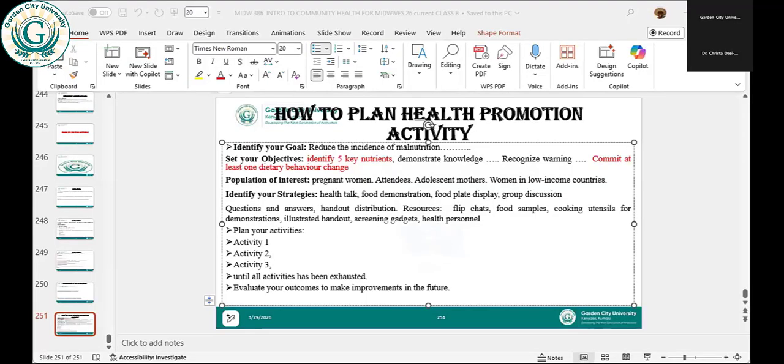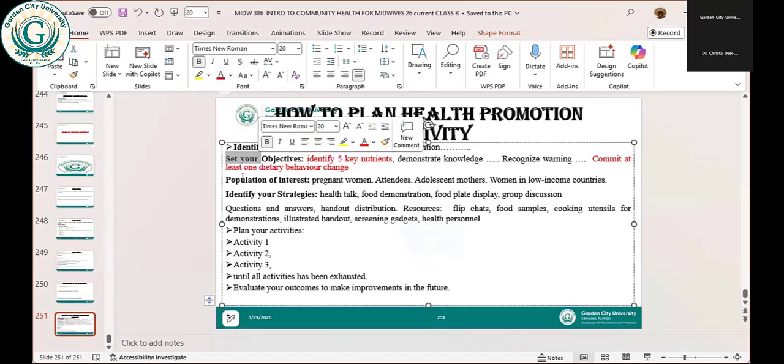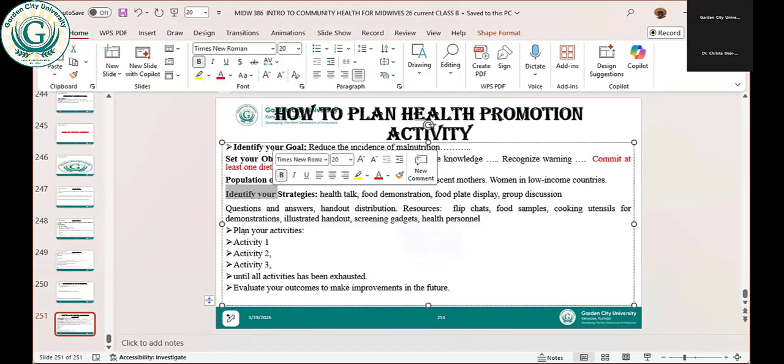Auntie Mary, what exactly are you writing? Here, the only thing you will do is remove this. You will not write "identify your goal"; you will write "goal." You will not write "set your objectives"; you will write "objectives." But "population of interest" stays. You will not write "identify your strategies"; you write "strategies." Activity 1, activity 2, those stay.